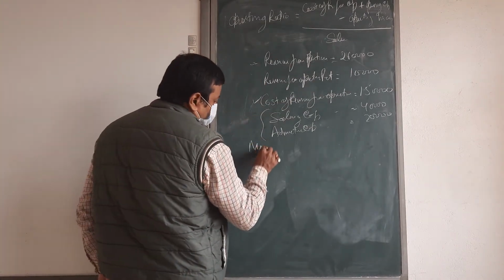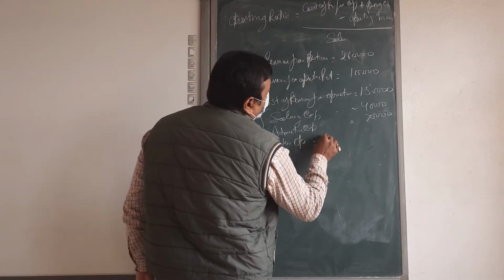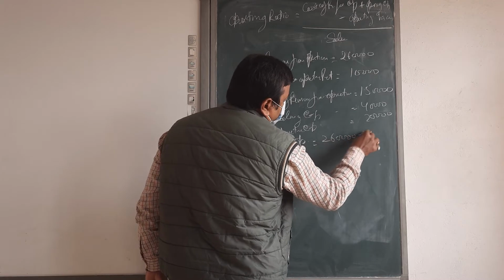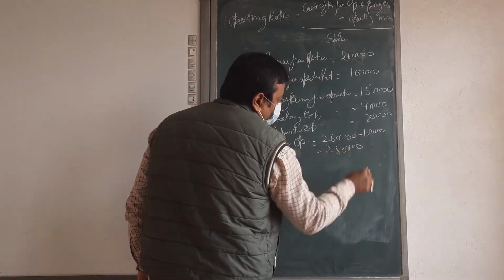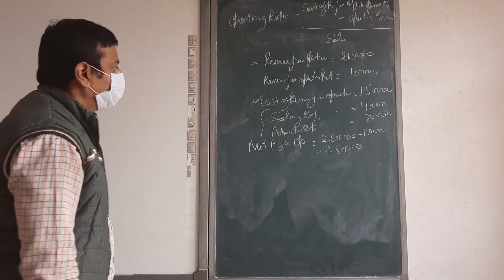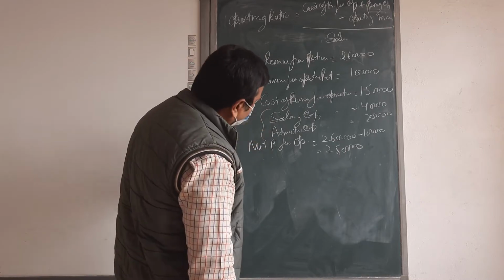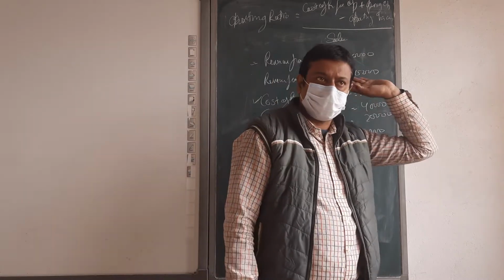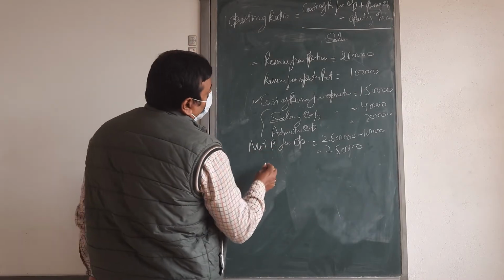Net revenue from operation: 260 less 10. What amount is coming? 250. Next, cost of goods sold and this, both we have. We have only expense, beta. We didn't have any income. Both are expenses, so directly put in the formula.